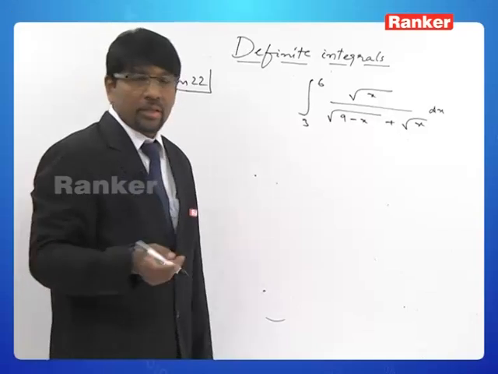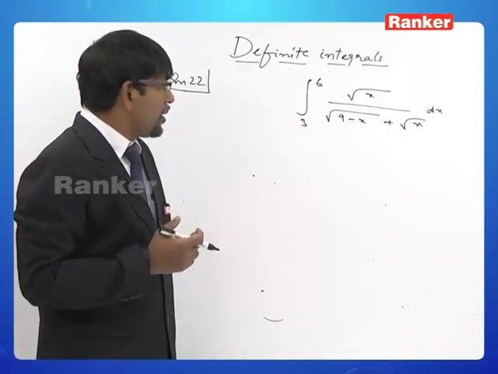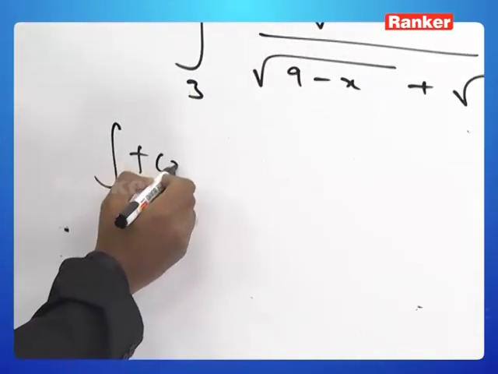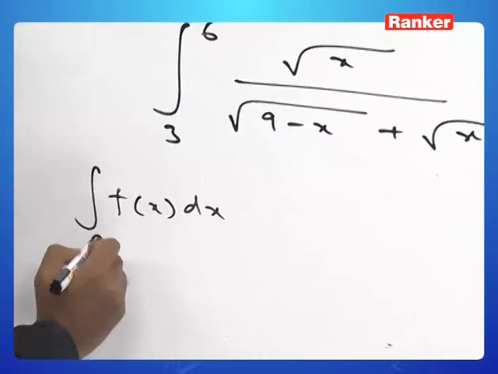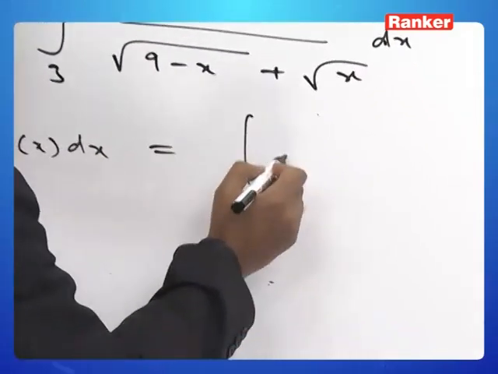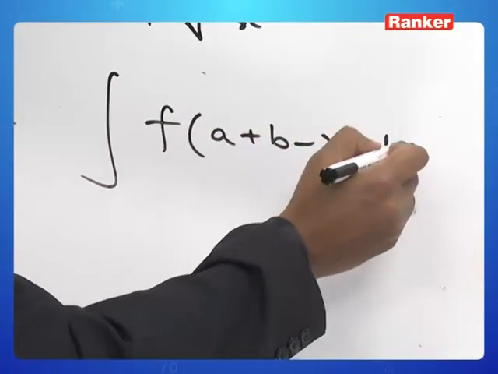Most of the definite integrals we must try to do them using the properties. Now, what is a fundamental property we have? The first and foremost property of definite integrals is integral f of x dx from a to b is equal to integral of f of a plus b minus x dx from a to b.